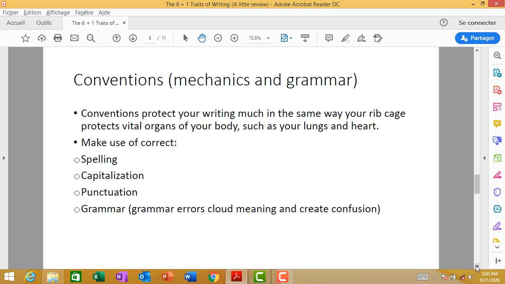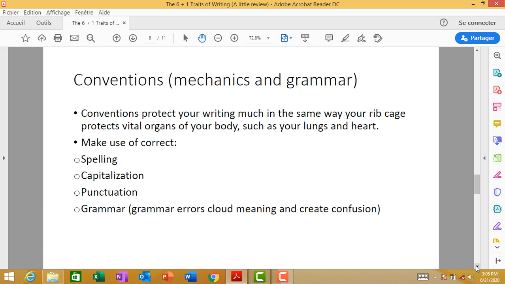Punctuation is very important, guys. Remember when we talked about run-on sentences? If you don't use correct punctuation, your sentences will be so confusing. People will not be able to understand them. And maybe you might have a sentence that is the length of a whole page, and you don't want to have that. And for conventions, you have to make use of good grammar.